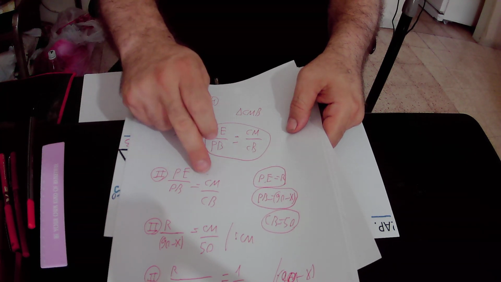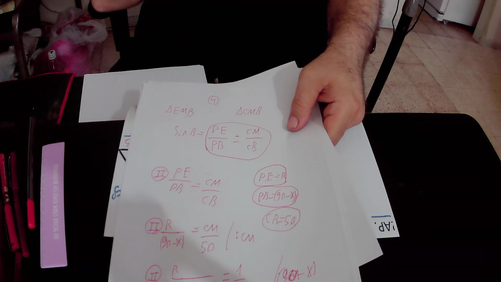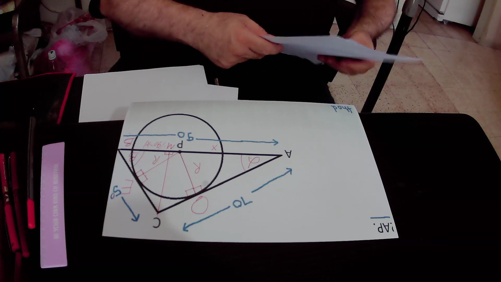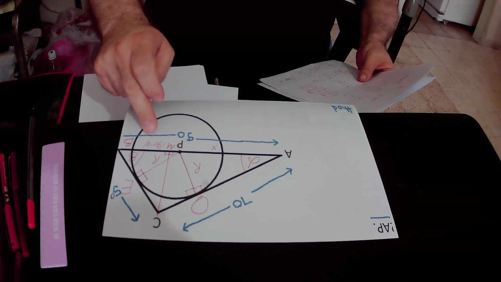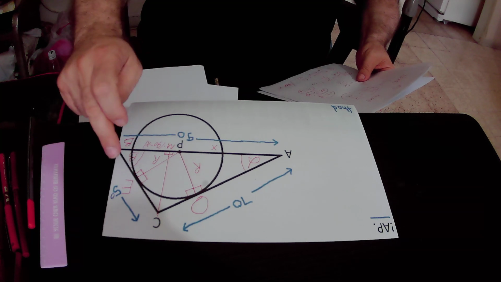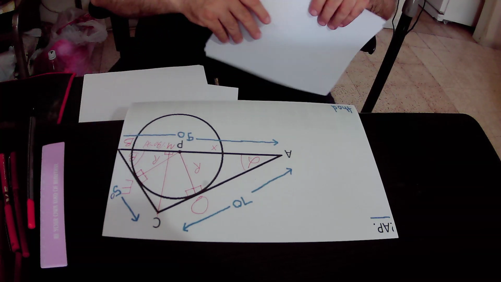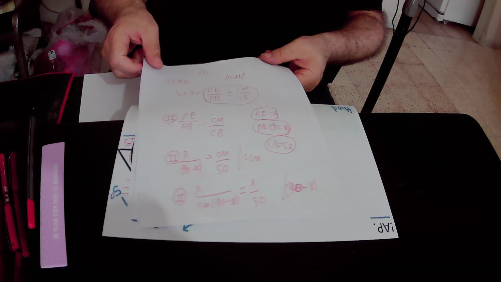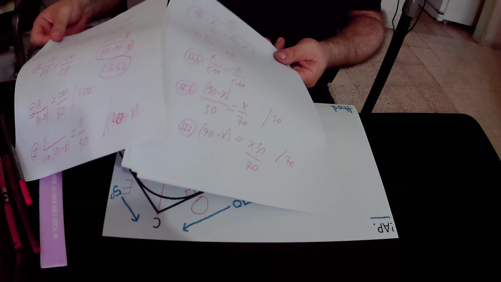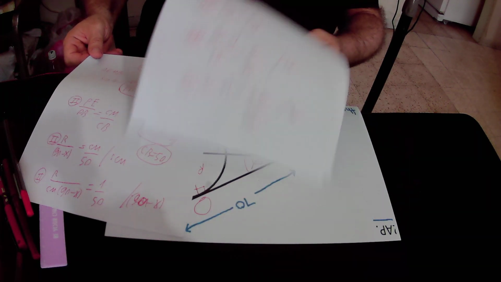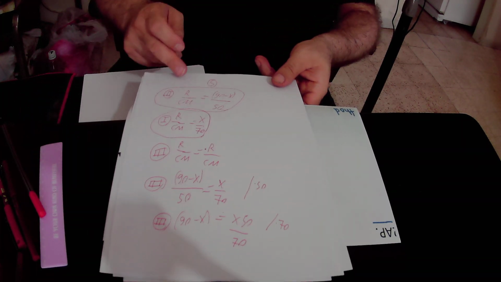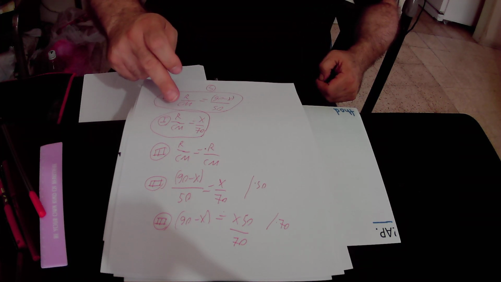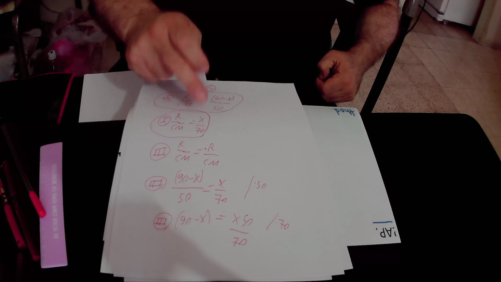PE over PB equals CM over CB. But we know that PE equals R, PB equals 90 minus x, and CB equals 50 units. It is given in the question. So we can put all the data in equation number 2, and at the end we got that in the second equation R over CM equals 90 minus x over 50, but from the first equation we know that R over CM equals x over 70.